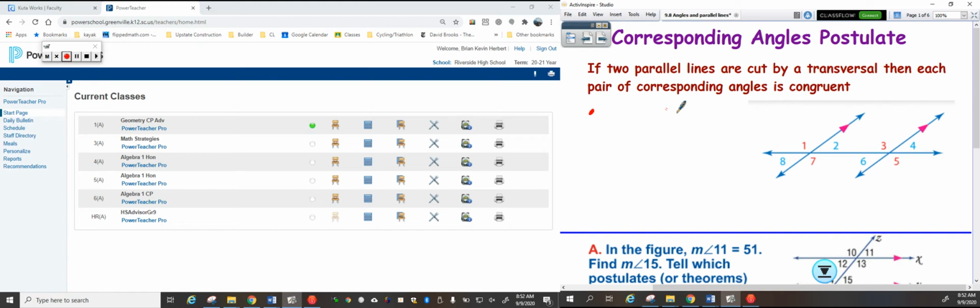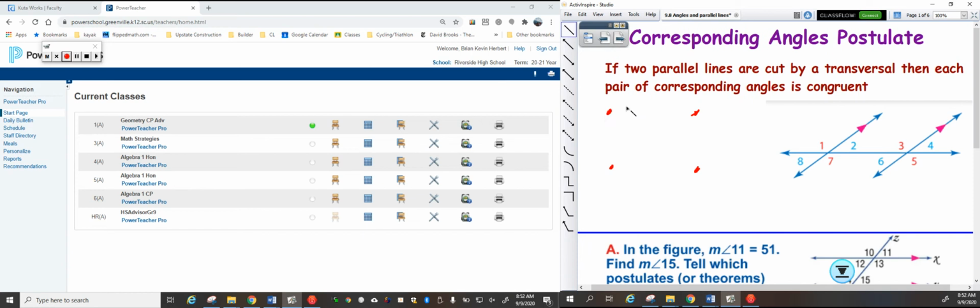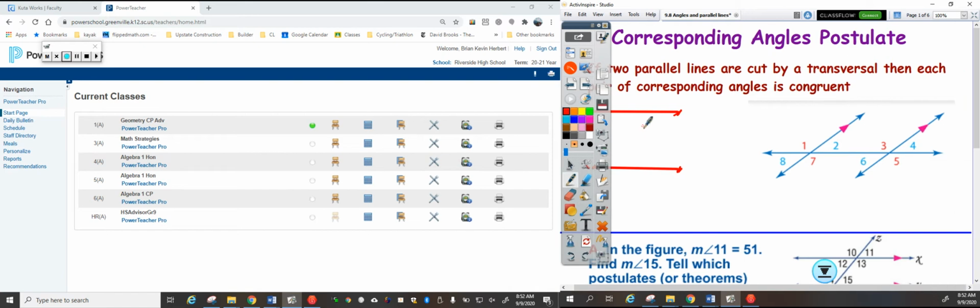If I'm saying that this line right here is the same measurement as this line right here, then I would indicate that by saying that this line is congruent to this line. If I had two pairs of lines that were congruent to each other, then I would indicate that as this is the second pair that are congruent to each other. It's just indicators that show that these two lines are congruent.